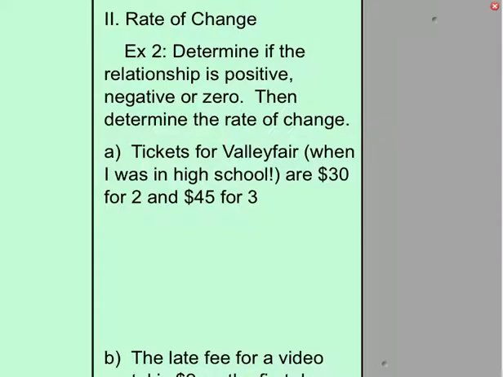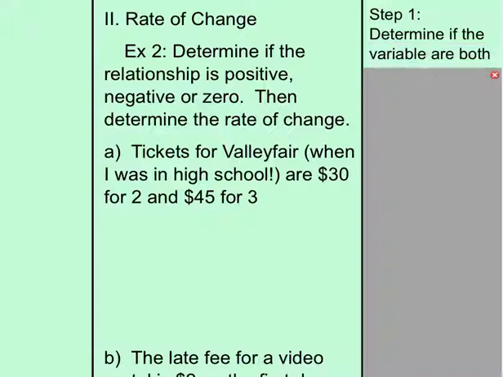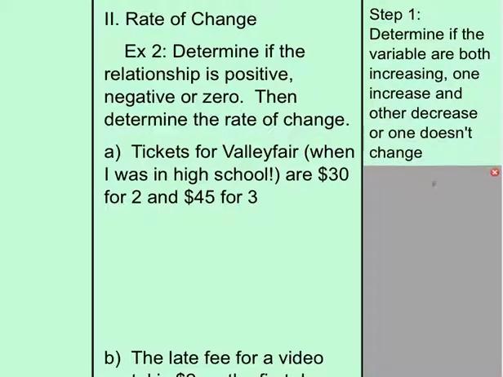So the second part of our lesson today is determining the relationship between our variables. So we're going to look at if it's positive, negative, or zero before we calculate. And then again, we'll practice determining that rate of change. So first we need to figure out what our variables are. Well, before we figure out if they're both increasing or decreasing, we need to figure out what they are.